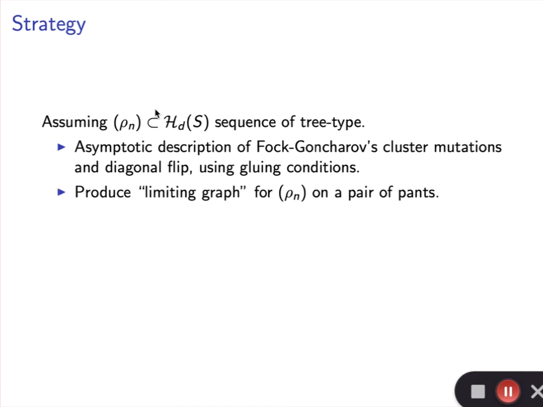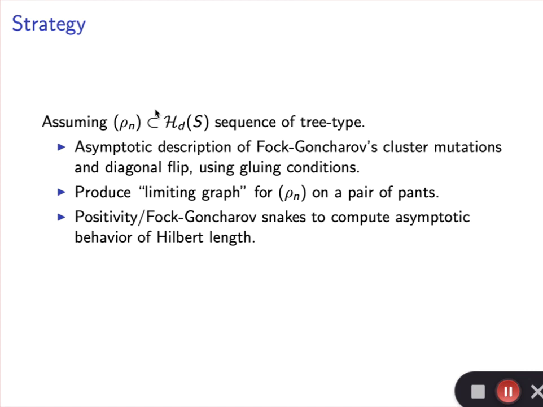And then we use this asymptotic description to produce a limiting graph for a sequence of tree type on a pair of pants. Another big part of positivity that we use is the description of the matrices associated to closed curves to compute the asymptotics of the Hilbert length along a closed curve.